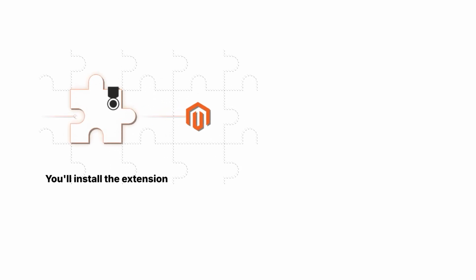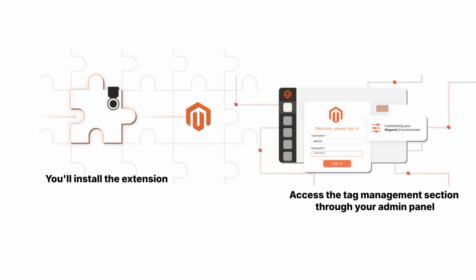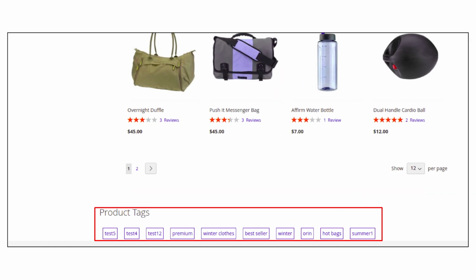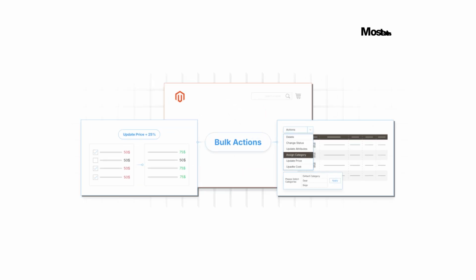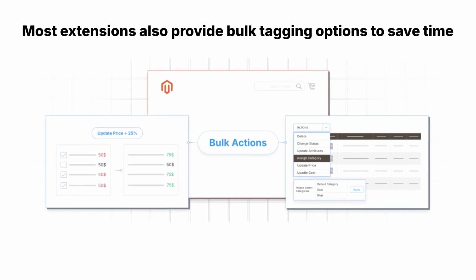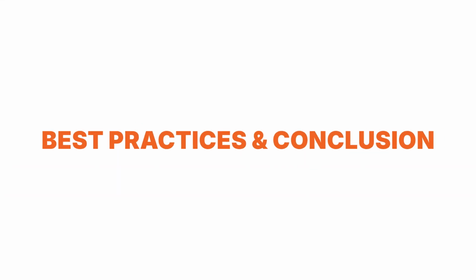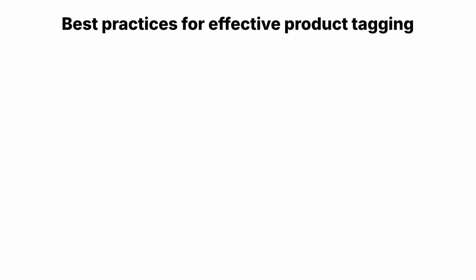You'll install the extension, access the tag management section through your admin panel, and start creating and assigning tags to your products. Most extensions also provide bulk tagging options to save time. Best practices and conclusion. Before we wrap up, let me share a few best practices for effective product tagging.